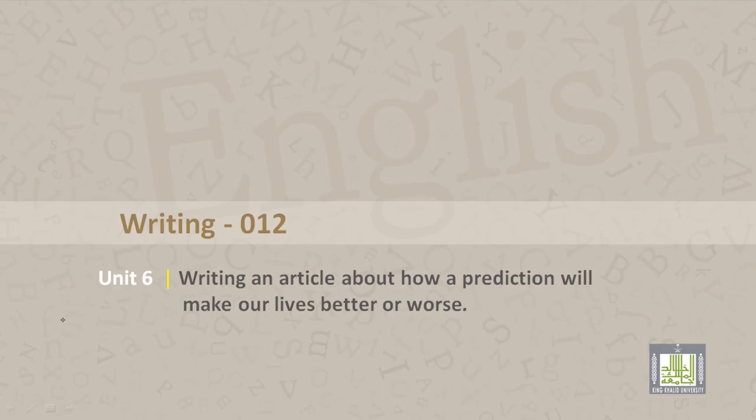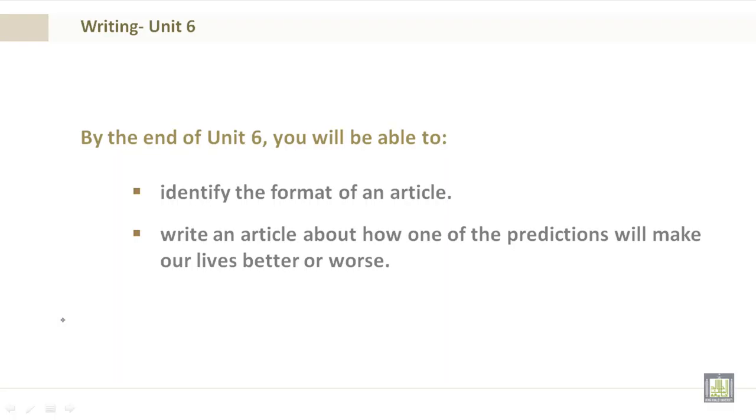Writing 012, Unit 6. Writing an article about how a prediction will make our lives better or worse. By the end of Unit 6, you will be able to identify the format of an article and write an article about how one of the predictions will make our lives better or worse.